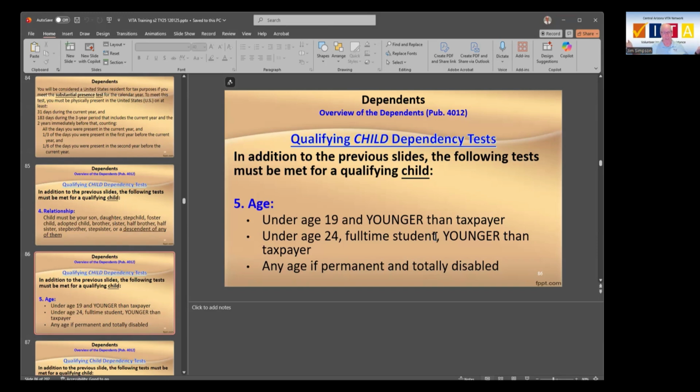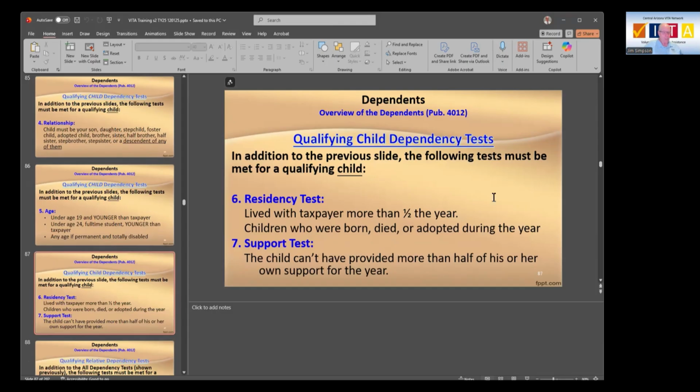Pretty liberal definition. That Form 1098-T will have a little box check that says they were at least half-time in one of the semesters. And that lets you know that they qualify under this test. Residency test, lived with the taxpayer more than half the year. The child can't have provided more than half of his or her own support.